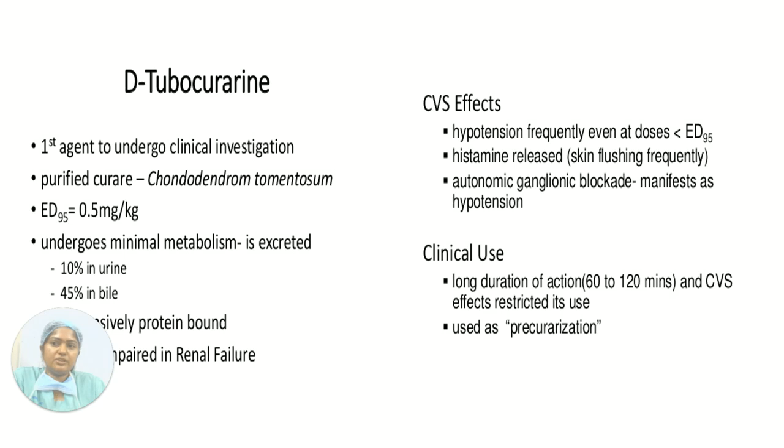D-tubocurarine, one of the first agents to undergo clinical investigation, has an ED95 of 0.5 milligram per kg, but we are not using D-tubocurarine regularly now in our clinical practice because of its side effects. It can cause hypertension, even if the dose is less than ED95, because of histamine release. It can also cause autonomic ganglion blockade, and it has a long duration of action, and CVS effects restricted its use. It can be used as a drug for precurarization.